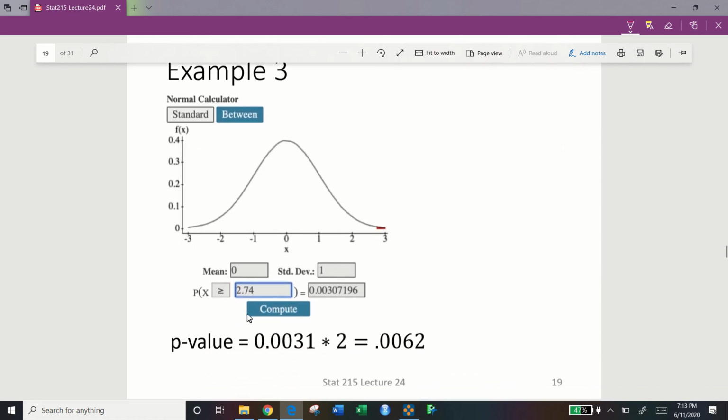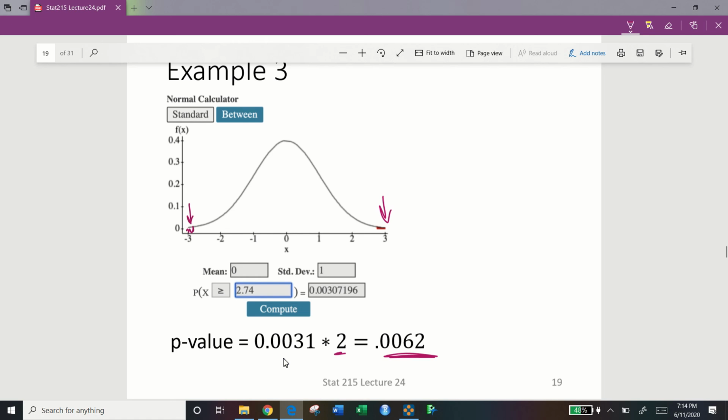In this case, we can easily use StatCrunch by going to the normal calculator, plugging in a mean of 0, a standard deviation of 1. If we put greater than or equal to 2.74, which is just the right tail, we will get a value of 0.00307196. We can round that to 0.0031. Now, if you recall, the area to the right and the area to the left are equivalent, so we can just multiply by 2. This will give us a p-value of 0.0062.